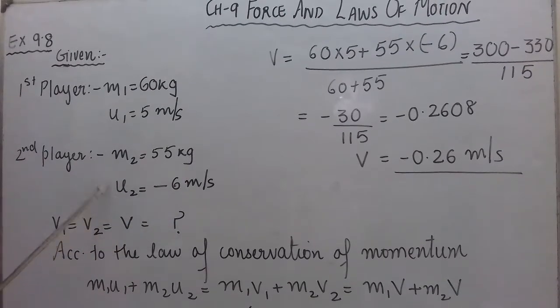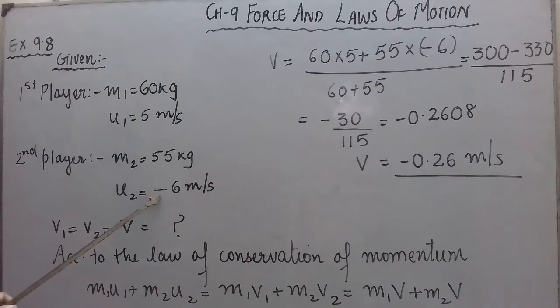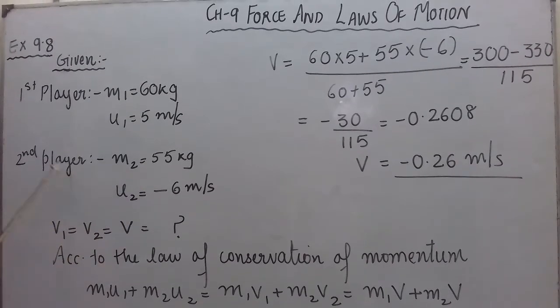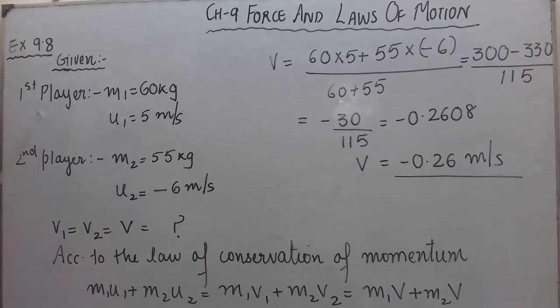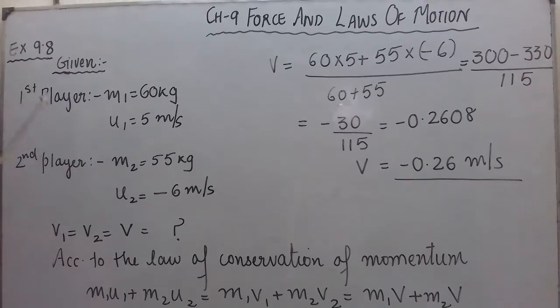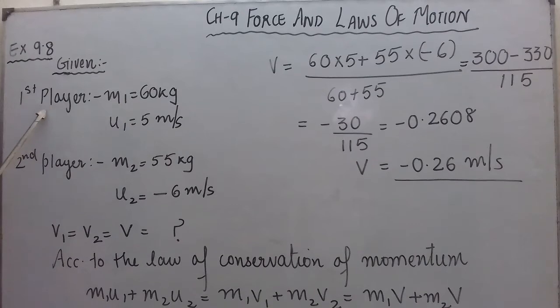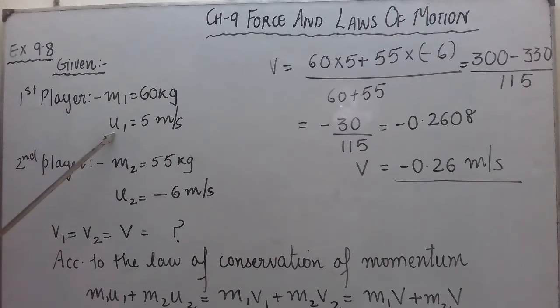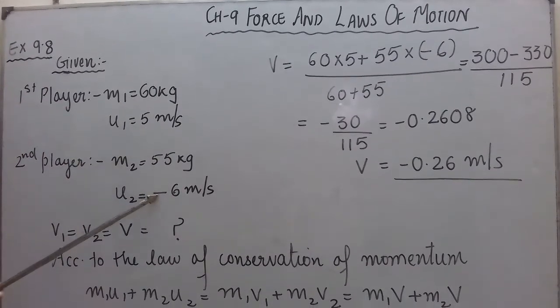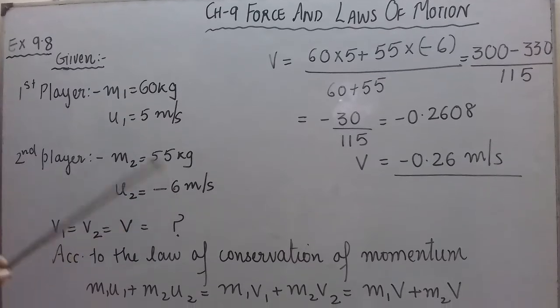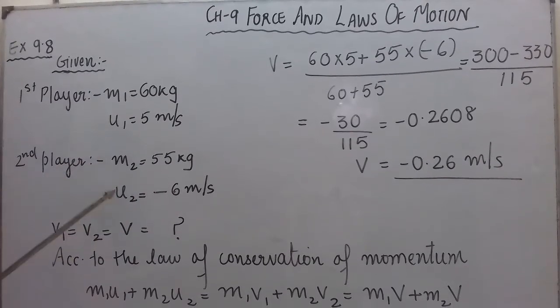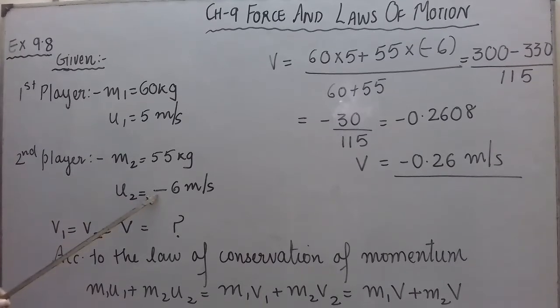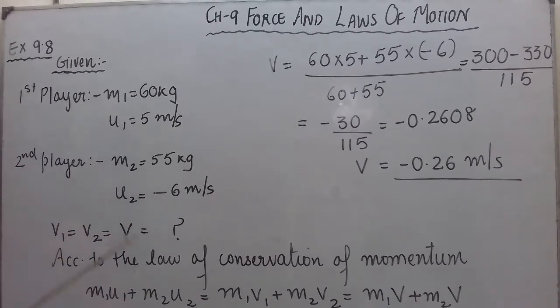You should remember we have to take the negative sign here because he is moving in the direction towards the first player. It means the direction opposite to the direction in which the first player was moving. So if this velocity is taken as positive, this has to be taken as negative. It's your choice. You can take any one to be positive and the other to be negative. If you don't put this minus sign here, you will get the wrong answer.